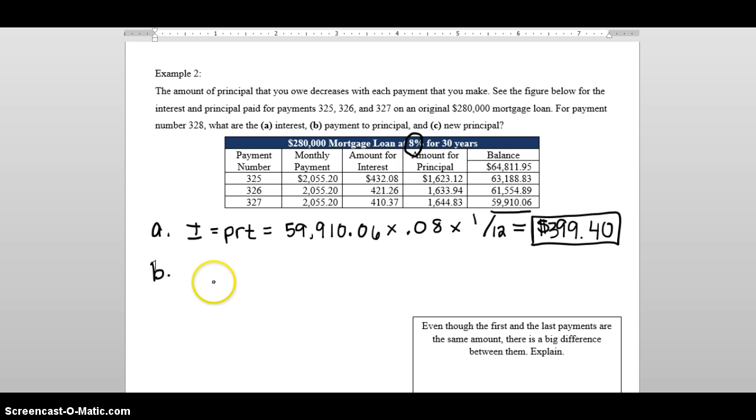Part B, for the payment to principal, we're going to take our monthly payment, which is $2,055.20, and subtract our payment for interest, which means that $1,655.80 goes towards our principal.